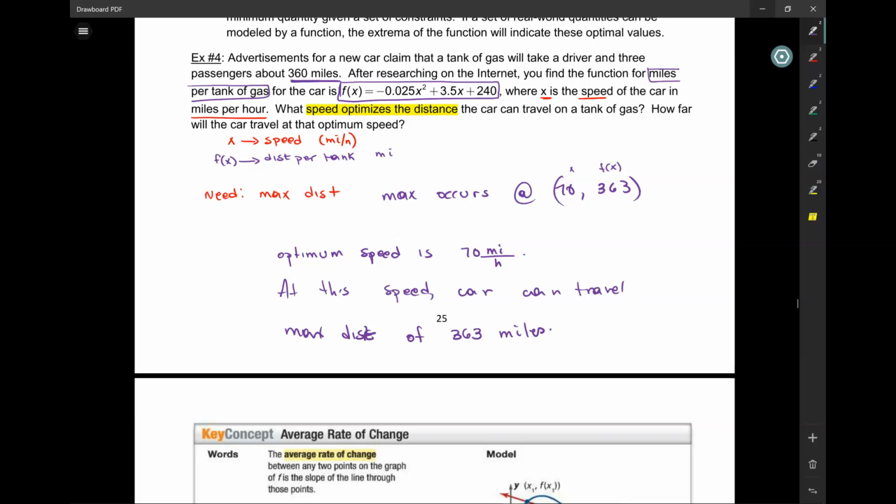If a question like this shows up on the test, and it will, you need to know, are you looking for a maximum or a minimum? You need to know what is the appropriate window for you to get a reasonable graph, okay?